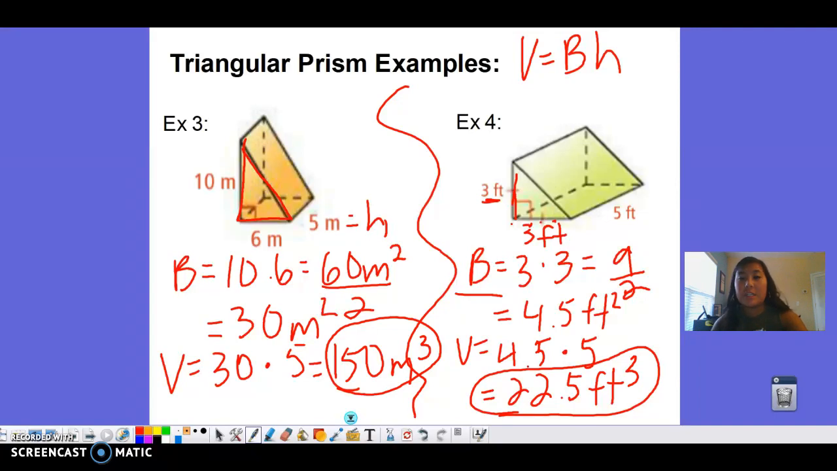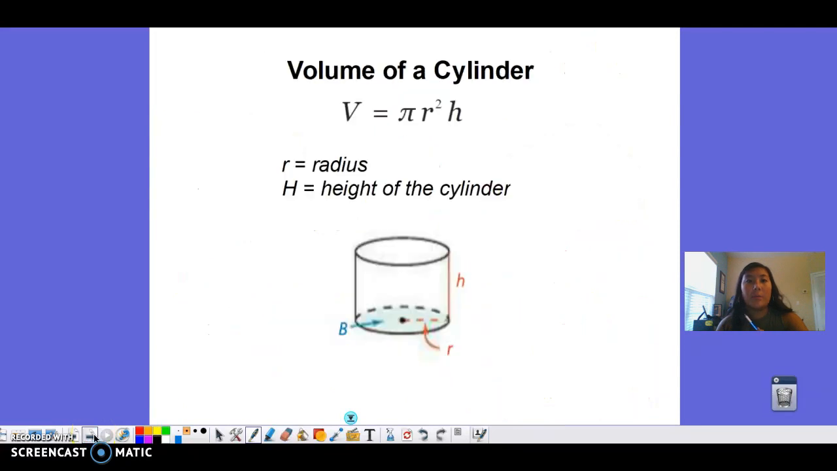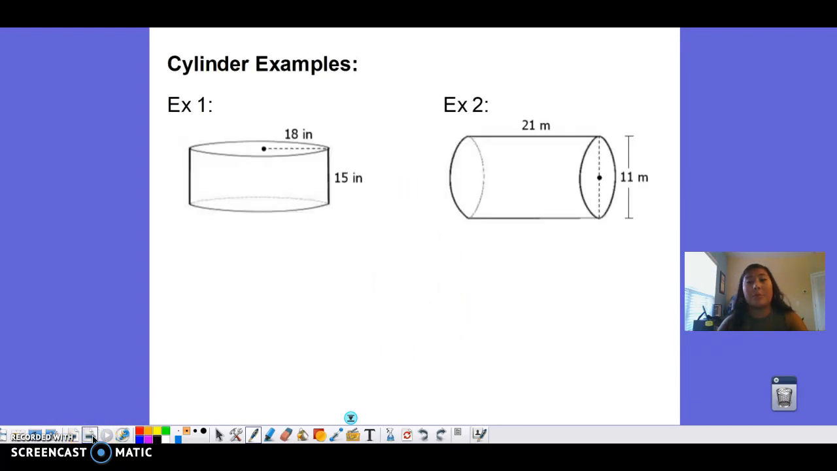Again, you can pause this if you need to make changes to your example or if you need to copy down the work that I have. But we are going to be moving on, and we are going to be moving on to cylinders. So again, cylinders here. Here's your volume of a cylinder. You have pi, little r is the radius like we've been dealing with, and h is the height of the cylinder. So if you need to pause this video to copy it down, go right ahead and do so. I am going to move on, however, to our examples.